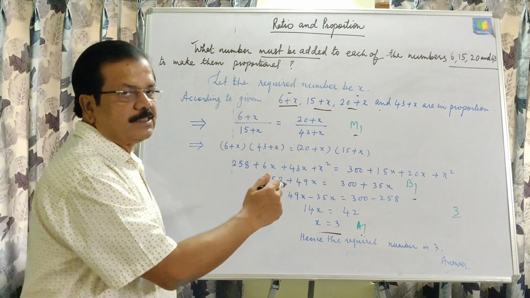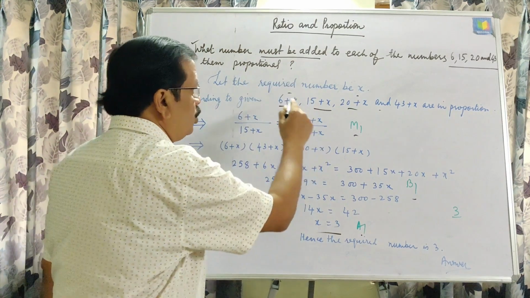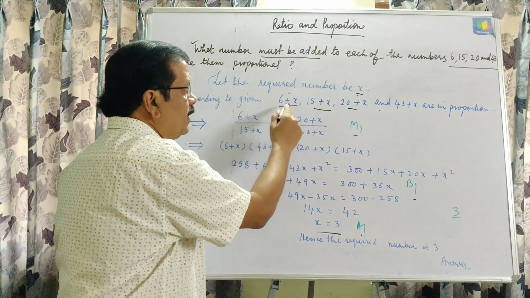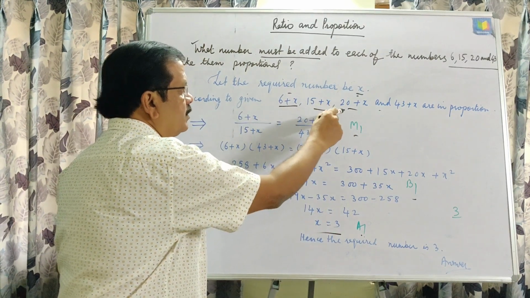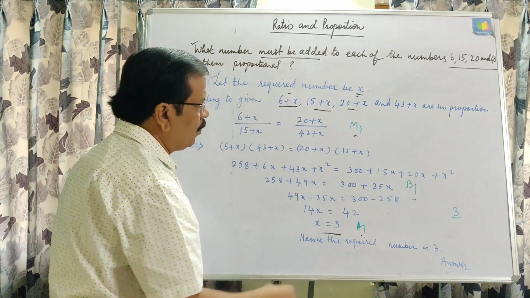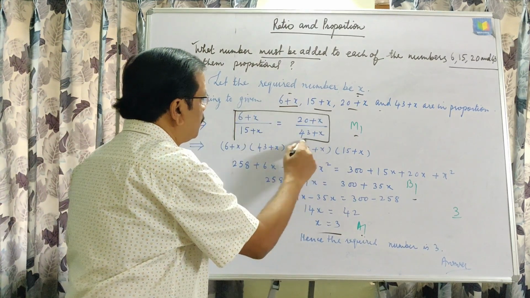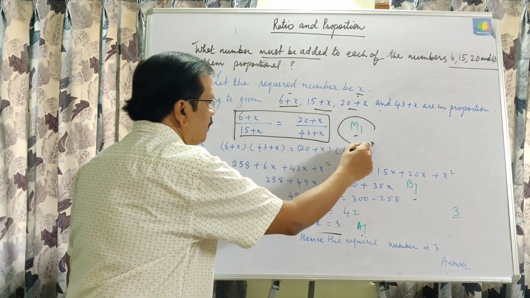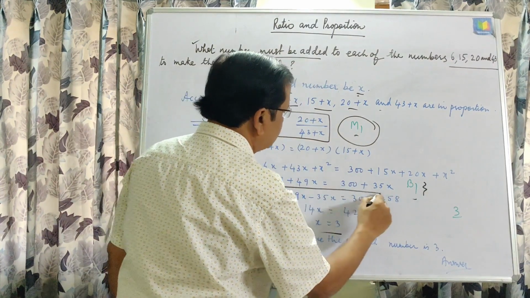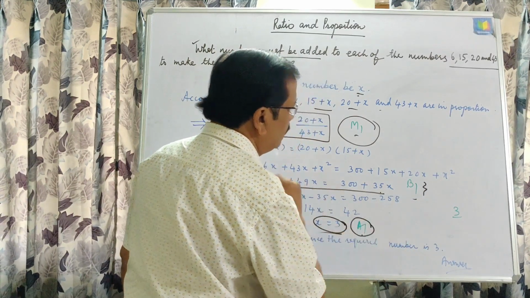If in place of this you are asked what number must be subtracted, you will follow the same way, with x, and in place of plus you will write 6 minus x, 15 minus x, 20 minus x and 43 minus x, and then again follow the same steps. Since this is the method of being proportion, the method mark will be given, and B1 is given for intermediate calculation, and then the final answer mark will be given.